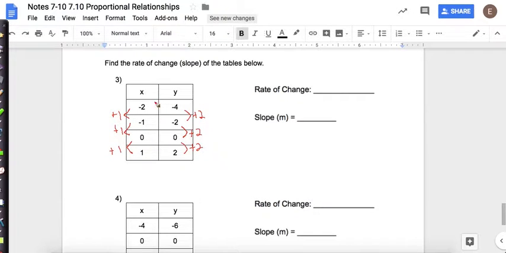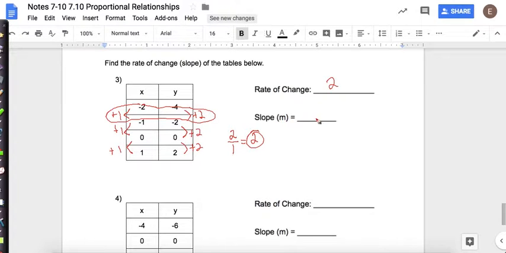So let's look at the ratios. Notice they're all the same. Okay? 2 to 1, 2 to 1, 2 to 1. So the ratio of y to x is 2 over 1. Now, can that be simplified to a whole number? It sure can. So we say that the rate of change is 2.